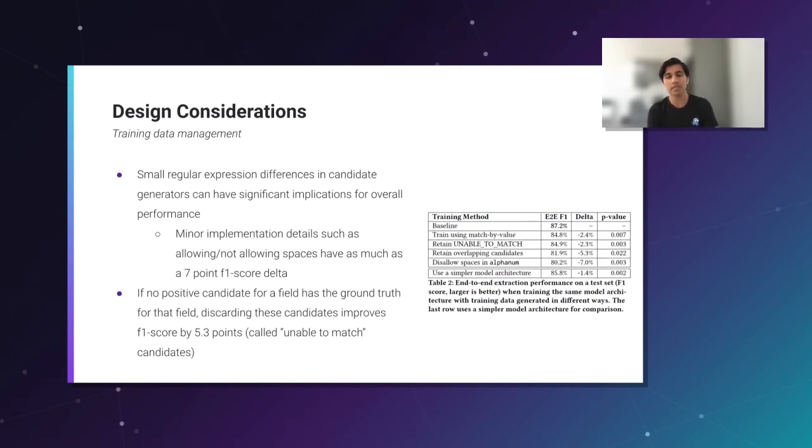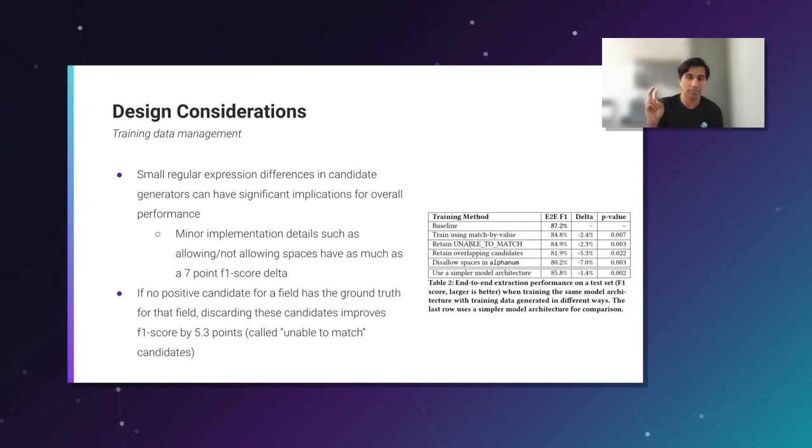Again, maybe slightly obvious, you want your candidate generation functions to have high recall. You want to capture a lot of value in these functions, but slight variations or even mistakes in these functions can result in significant deltas in performance. Another note is if no positive candidate for a field has a ground truth for that field. So in the training set, if none of the candidates generated overlap with the true candidate, discarding the training example ends up improving the F1 score by 5.3 points.